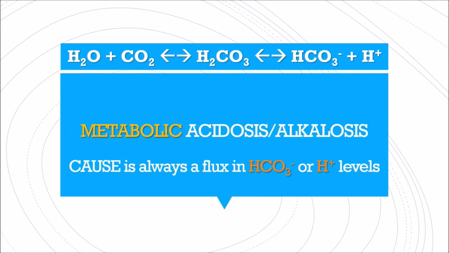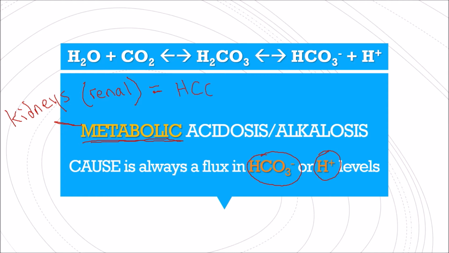Now for metabolic acidosis or alkalosis, the cause is always a flux in bicarb or hydrogen levels. So when you think metabolic, I want you to think kidneys, and that is the renal system. That is always controlled by the balance between bicarb and hydrogen ions.